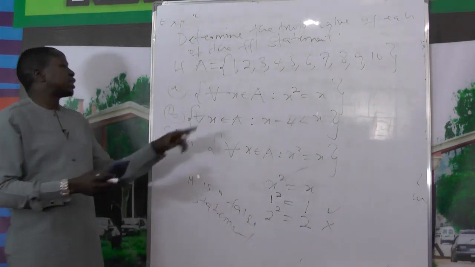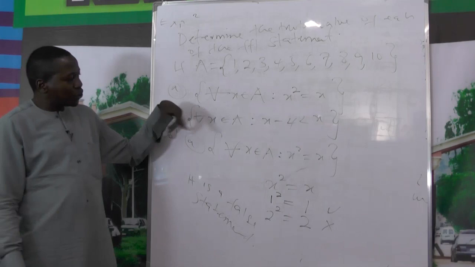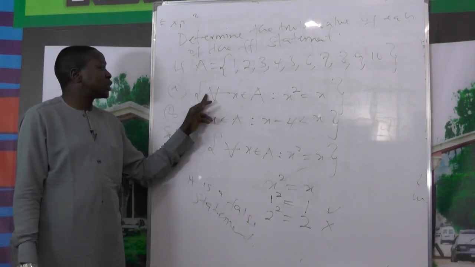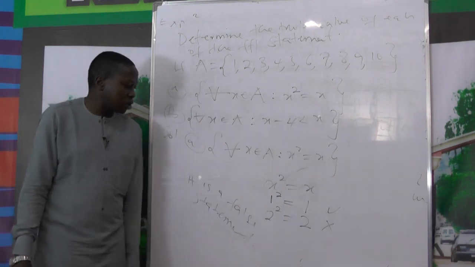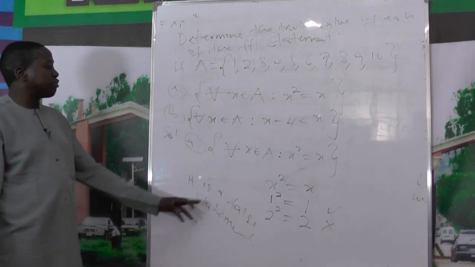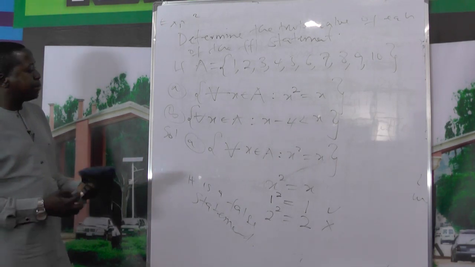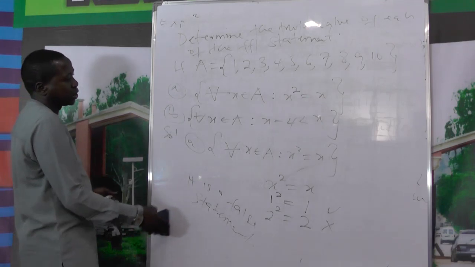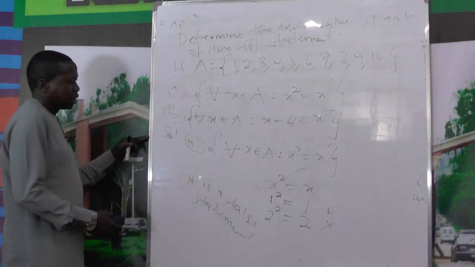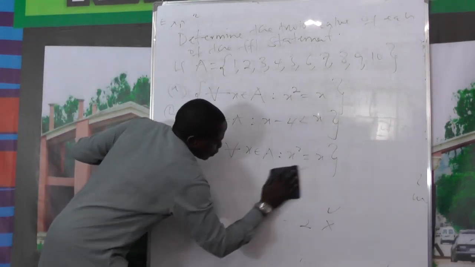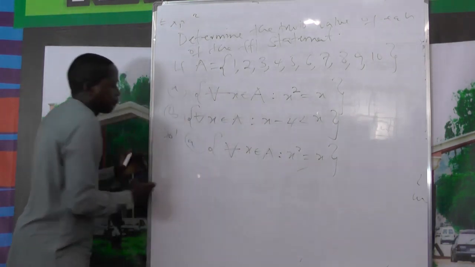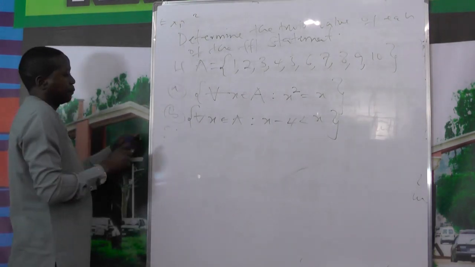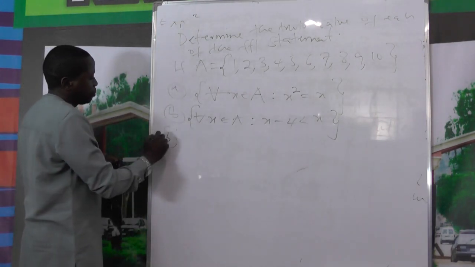Assuming this one is there exists, it's a true statement. If this one is there exists, it's a true statement. But since this one is for all, it is not a true statement. It's a false statement. Now number B, let me clean this one so that we solve number B together. For the B, solution for the B.